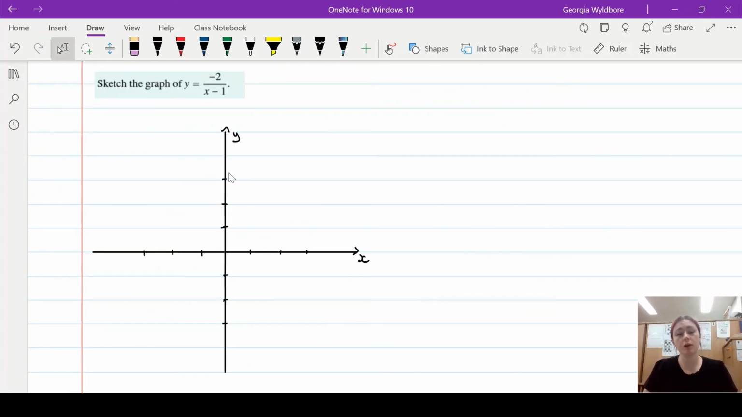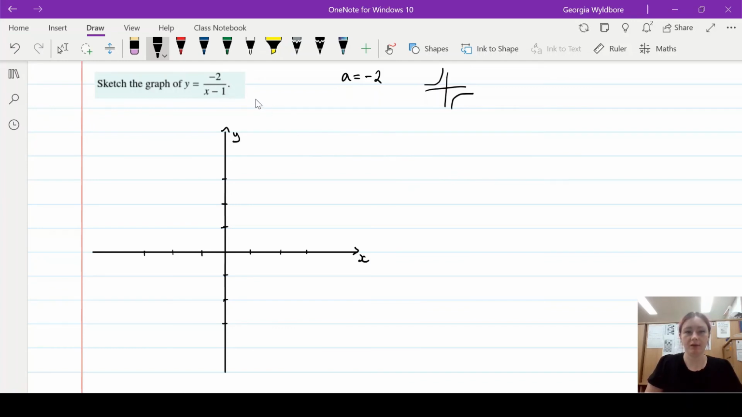The second example asks us to sketch the graph of y equals -2 over x minus 1. Now, because our value of a is -2, that means we've had a reflection in the x-axis. So instead of looking like that, our hyperbola, we're going to reflect it in the x, so basically just swap the top and bottom, and it's going to have its parts of the function in those two quadrants of the Cartesian plane.